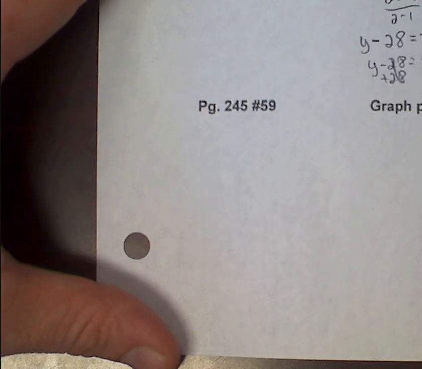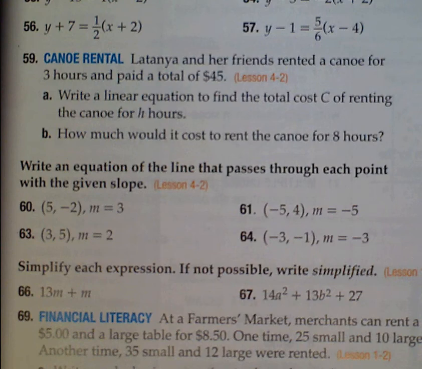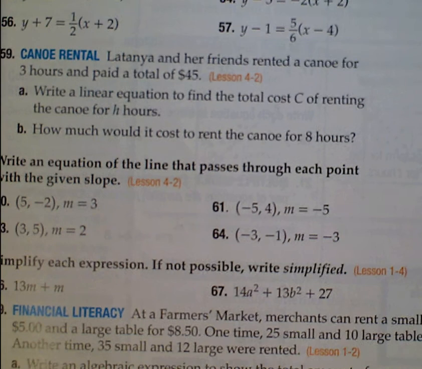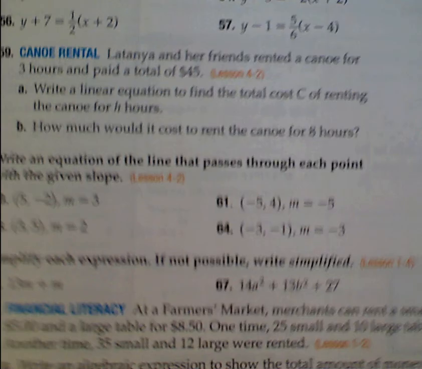Page 245, number 59. LaTanya and her friends rented a canoe for 3 hours and paid a total of $45. Write a linear equation to find the total cost C of renting the canoe for H hours. How much would it cost to rent the canoe for 8 hours? So here we go.